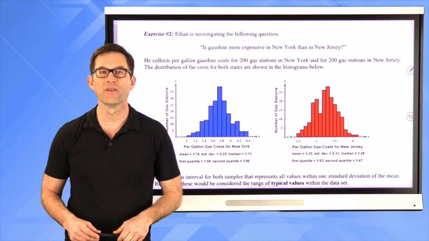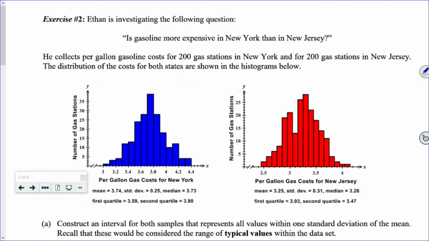Okay, let's take a look at exercise number 2. Ethan is investigating the following question. Is gasoline more expensive in New York than in New Jersey? He collects per gallon gasoline costs for 200 gas stations in New York and for 200 gas stations in New Jersey. The distribution of the costs for both states are shown in the histograms below.